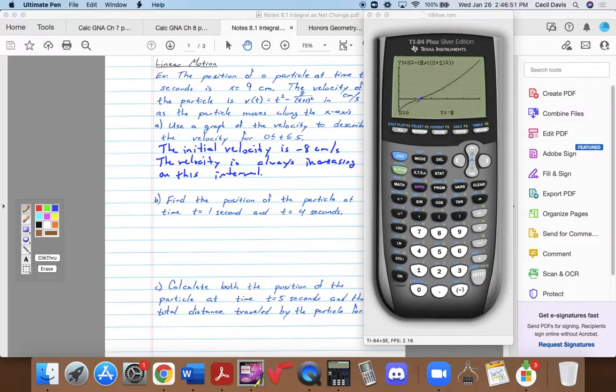And notice that this velocity graph goes through the horizontal axis at some point. What's going to happen at that point? Yeah, the velocity will be 0. So the velocity is 0. Which, by the way, means the particle is at rest.